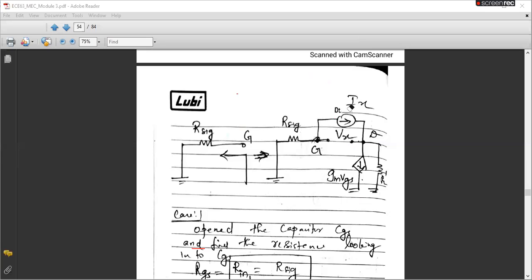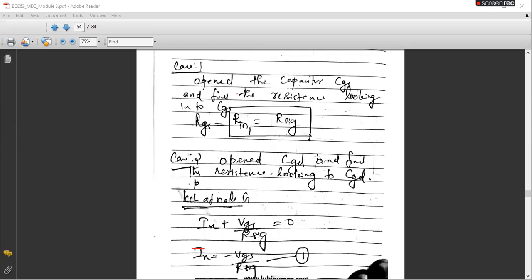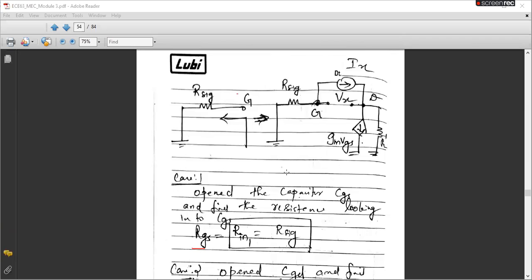I'm introducing one test current source IX, and across it I have marked a voltage VX. If you find the ratio between VX and IX, you can find RGD, where RGD is the resistance that you have obtained after looking into the capacitive terminals CGD. So let us check how you can find that RGD. For that, you have to apply KCL at node G.